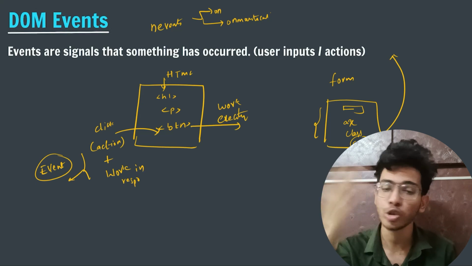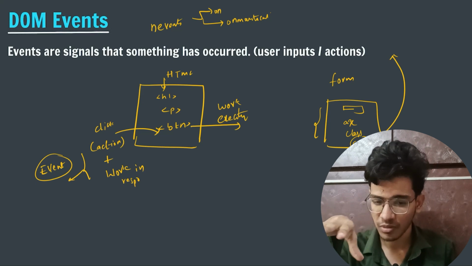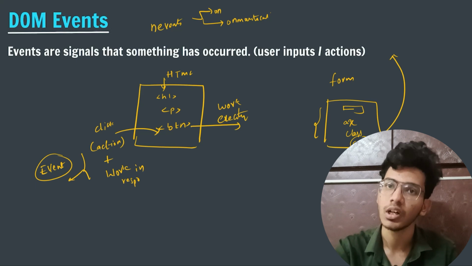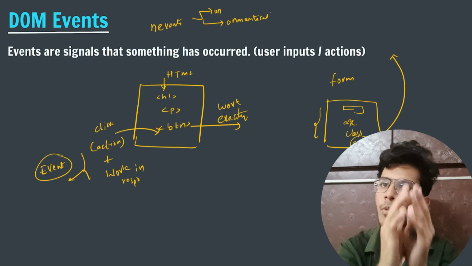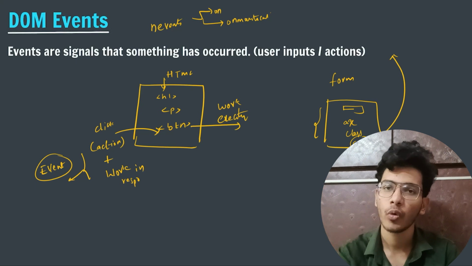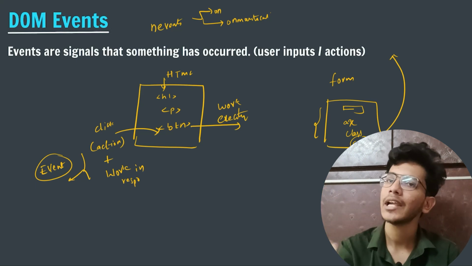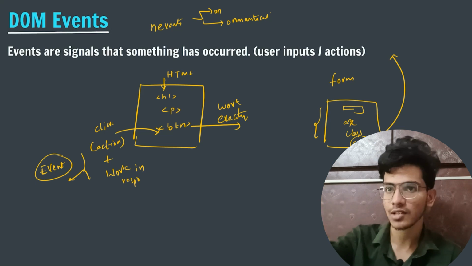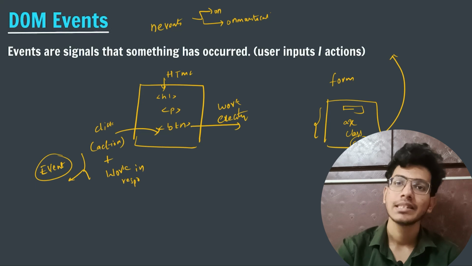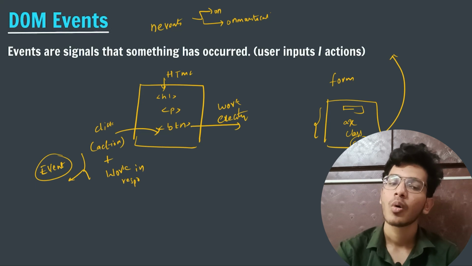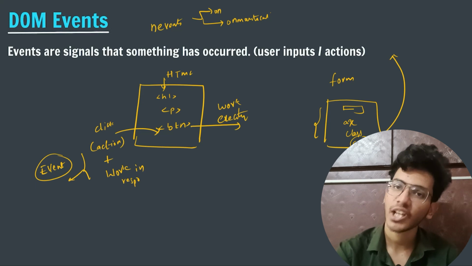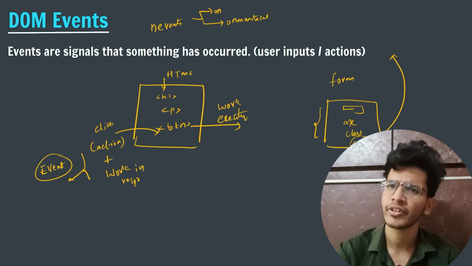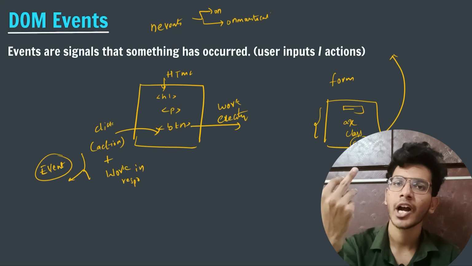The second most frequently used event is on mouse enter. For example, I have a box, a div block. Now when I enter into the div block, I want to change the inner text of that particular div block. Then I can do that using an event called on mouse enter. So like this, we have different types of events. We have keyboard events, we have pointer events.